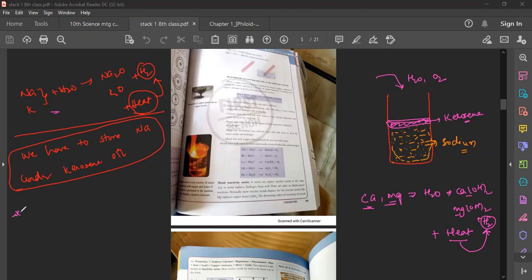See, it's also very important. Whenever a metal reacts with water, what gas will it always produce? Hydrogen. Hydrogen gas only will be produced. But the heat produced is not enough to ignite the hydrogen gas. So these calcium and magnesium will float on the surface of the water.